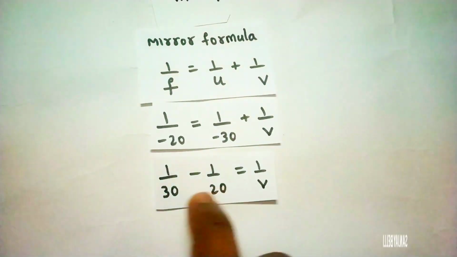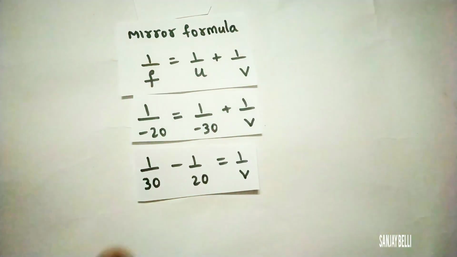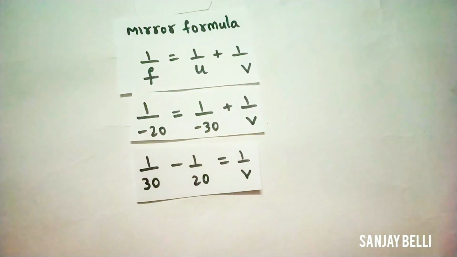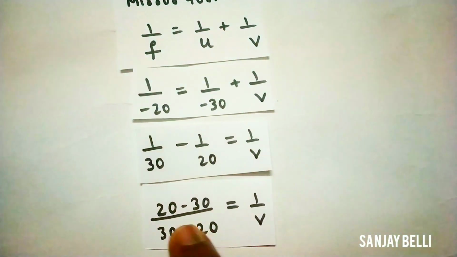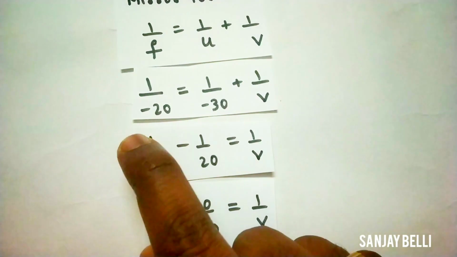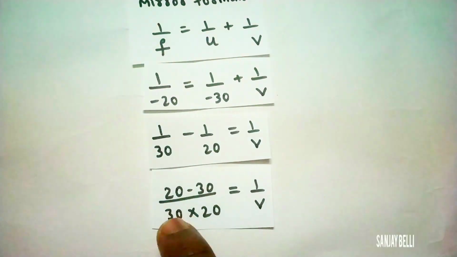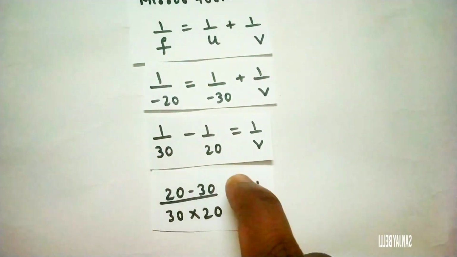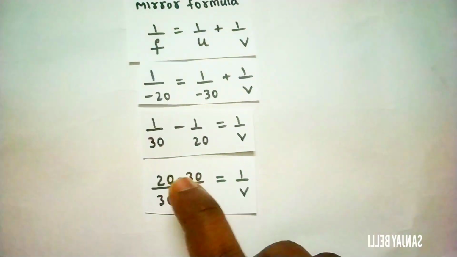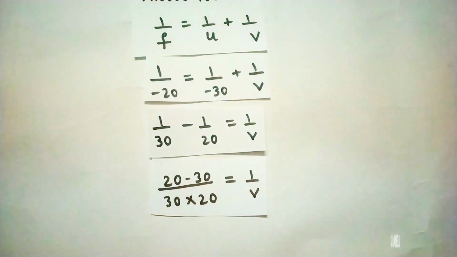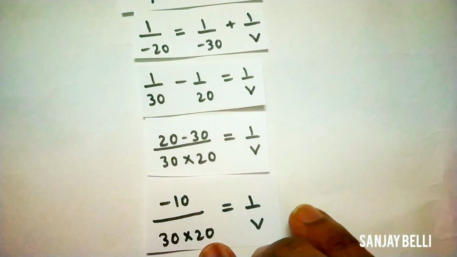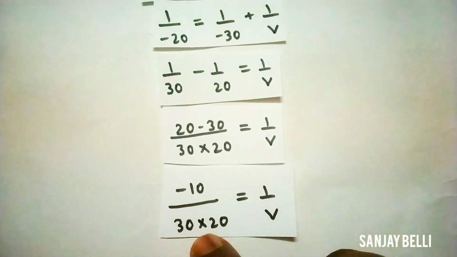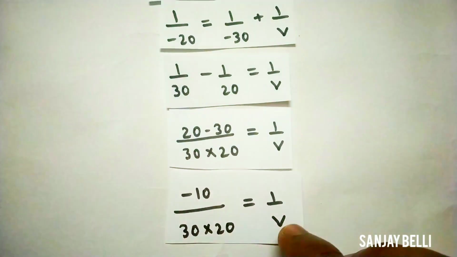Now you have to take the LCM of 30 and 20. I already said a simple method: the denominators should be multiplied, that is 30 into 20. So 20 minus 30, over 30 into 20, equals 1 by v. So 20 minus 30 equals minus 10. So minus 10 by 30 into 20 equals 1 by v.